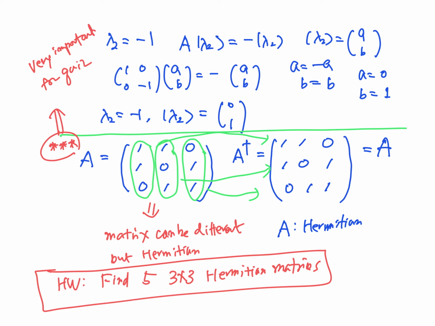Anybody can try that? If we have access to the internet? Does it work? You haven't checked that? I mean, ChatGPT. You can ask. So the homework is find 5 3 by 3 Hermitian matrices and try to reproduce what I am going to do in my class.